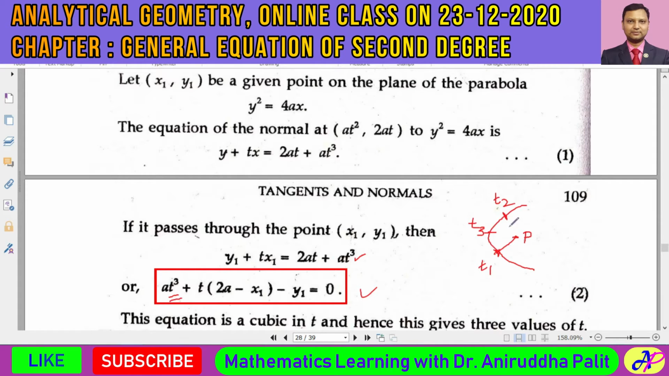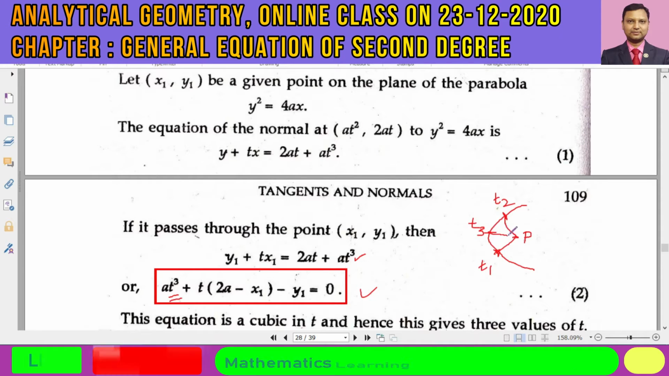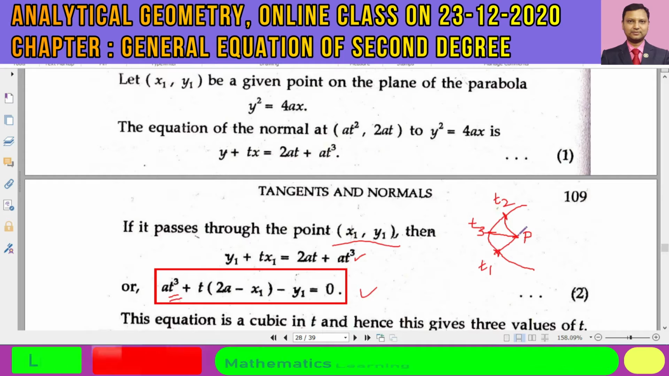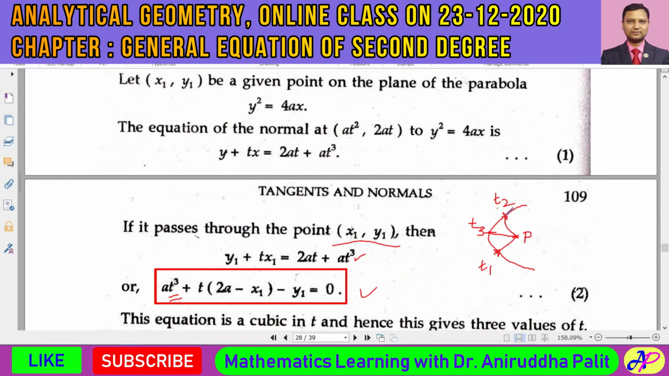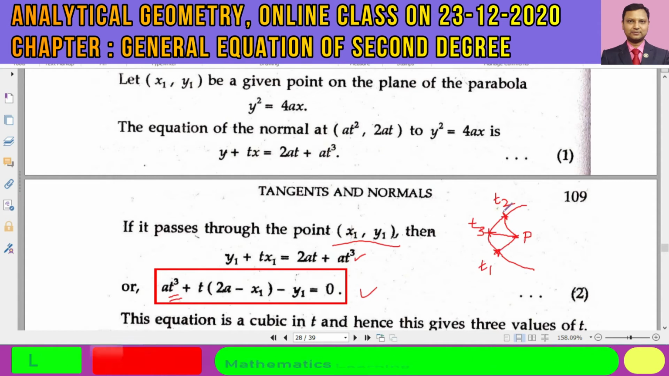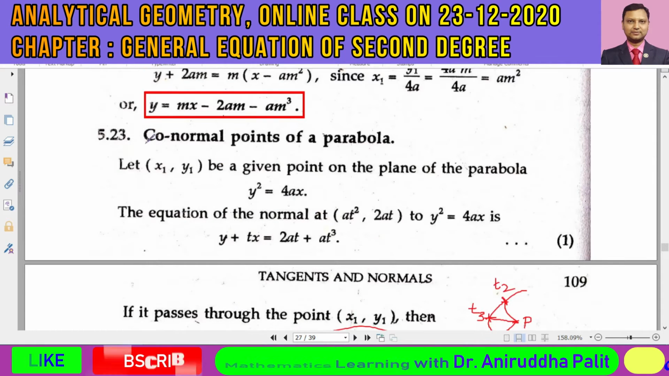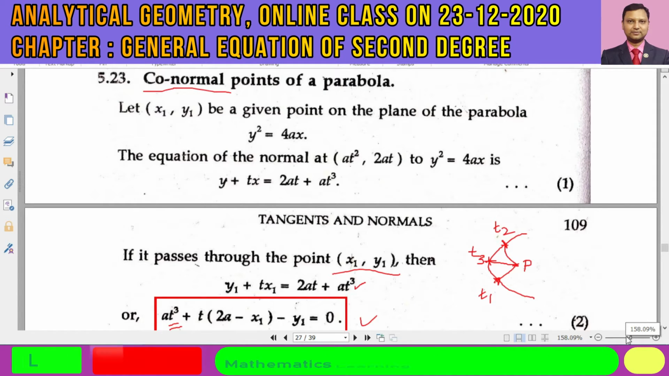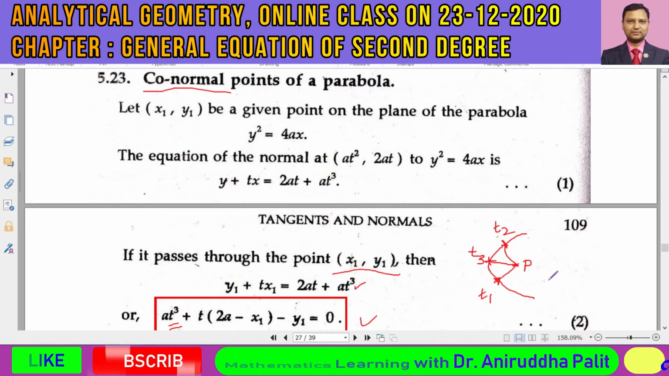What I am trying to say is that from t1, t2 and t3, you can draw 3 normals passing through this point x1, y1. So at most, a maximum of 3 normals can be drawn from the point P on this parabola. The points represented by the parameters t1, t2, t3 are called the co-normal points of the parabola. In this case I am considering a parabola only, but the same definition is valid for any other curve as well.